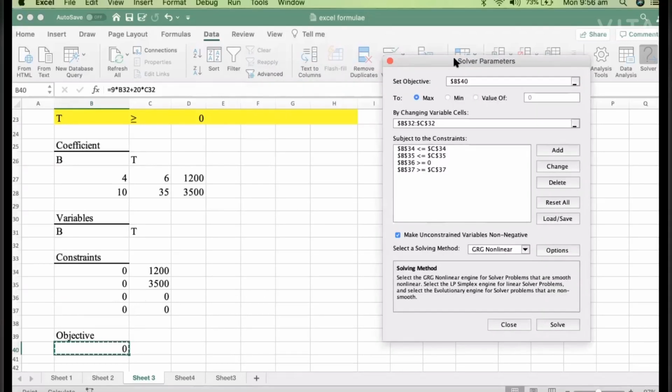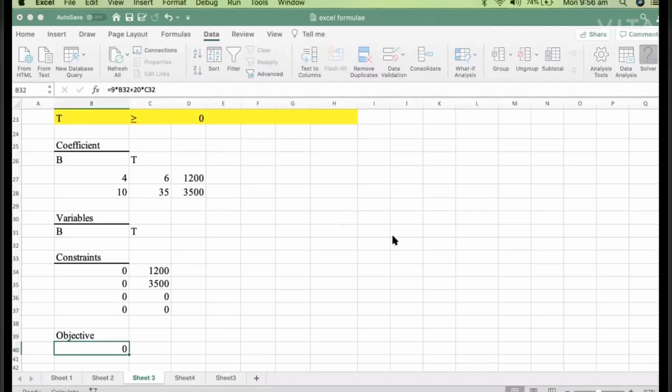So I have set all the things in my dialog box. First one, my objectives. Second one, my variables. The next one, my constraints. And after that, make unconstrained variables non-negative. Yeah. And then Simplex LP, and then go for Solve.